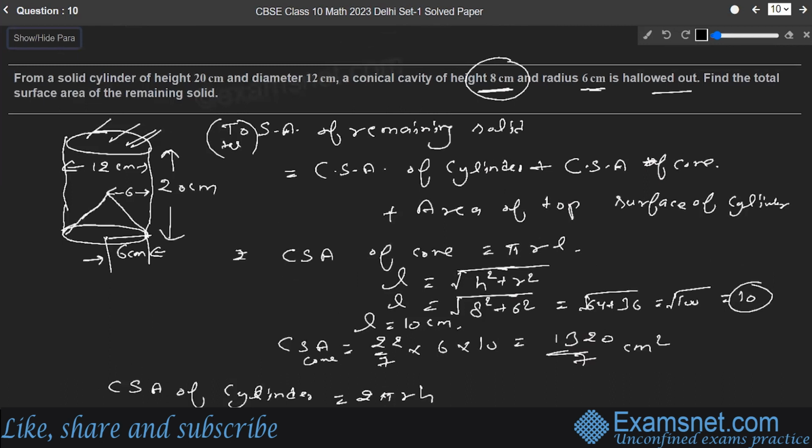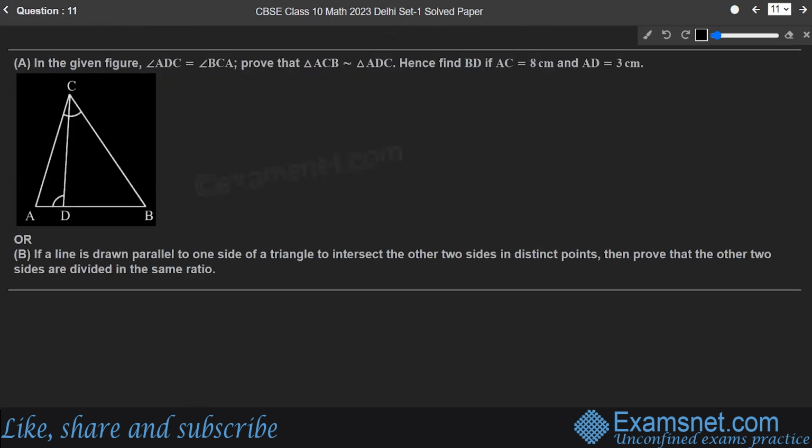So this was the 10th question. Let us go to the 11th question now. So there are two parts in it. The first part says, in the given figure, angle ADC is equal to angle BCA. That is also shown. Prove that triangle ACB is similar to triangle ADC. So let us begin with this only.